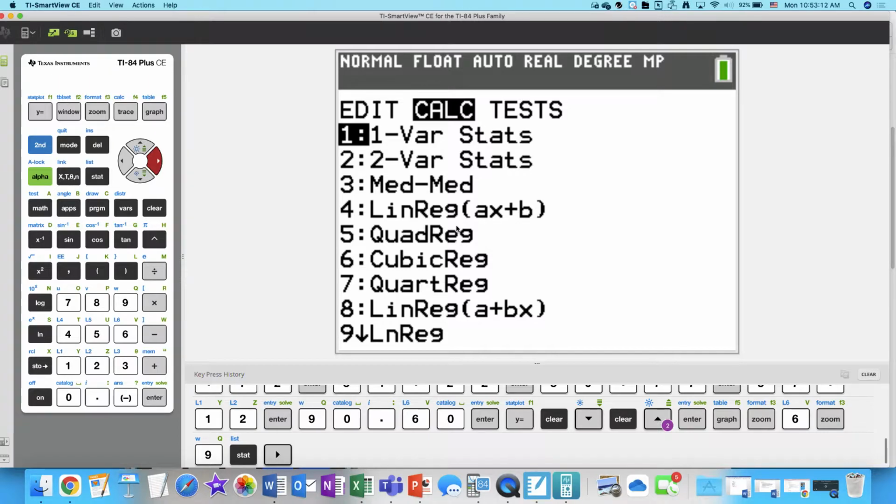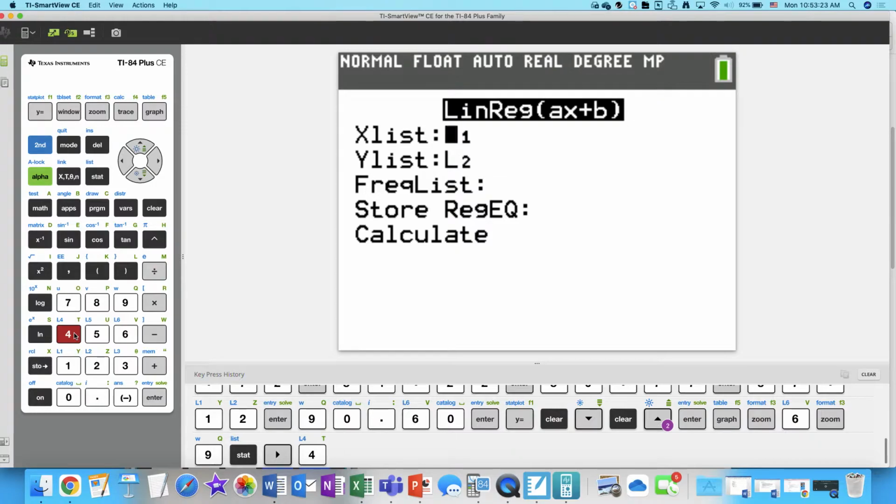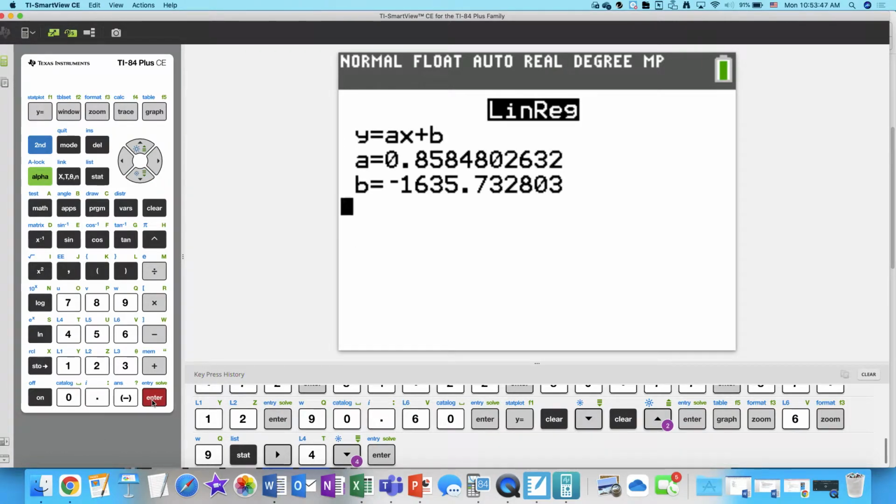So I'm going to hit number 4. On some calculators, you will see this screen. On some calculators, you just see linear regression. If you just see linear regression, you can hit Enter. If this is what you see, you're going to scroll down to Calculate and then hit Enter. And what we are told is that the equation of the best fit line takes the form y equals ax plus b, where a is 0.8584, et cetera, and b is negative 1,635.32, et cetera. So you could write down all these values, and you could enter them into your y1 equals, and you'll get the line of best fit on that.